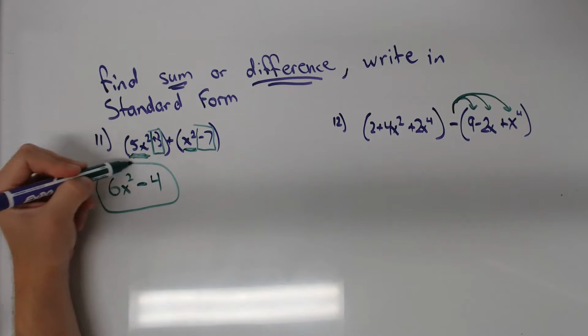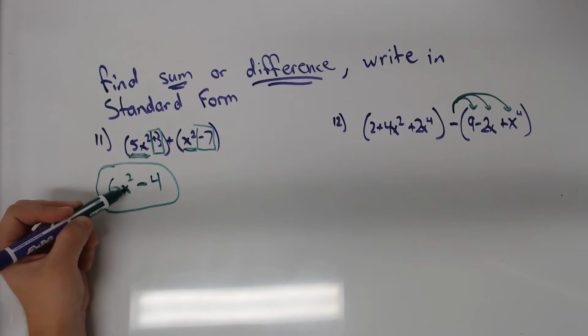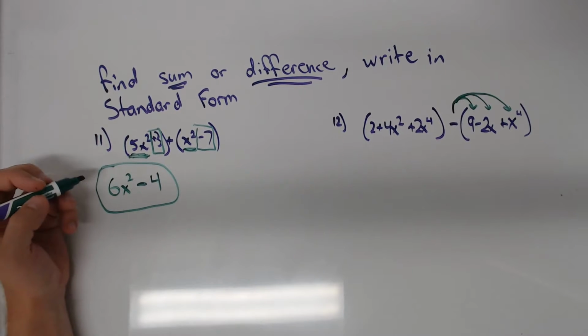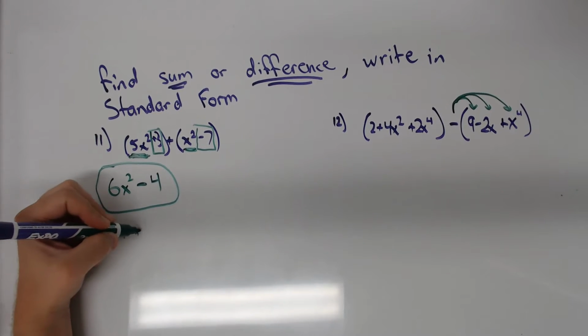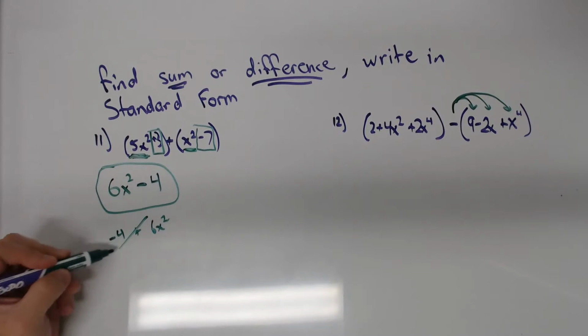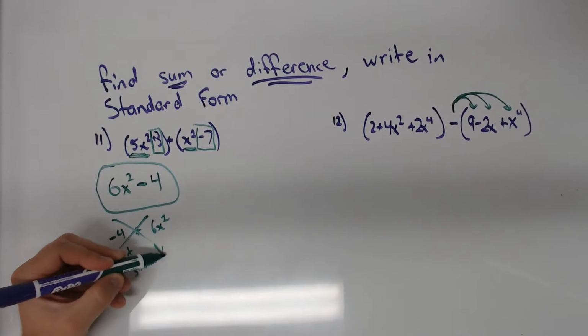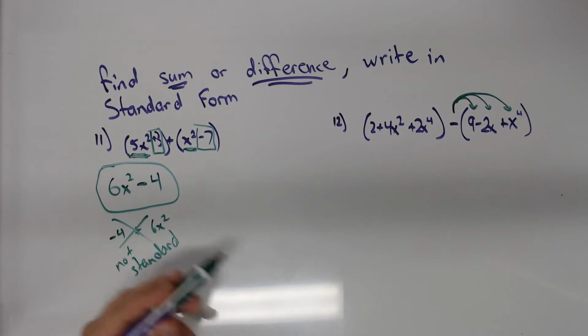And this is in standard form because it's in exponent order from highest to lowest. X squared down to no x's at all. If I did negative 4 plus 6x squared, that is not standard form. Because I'm supposed to go left to right, highest to lowest.